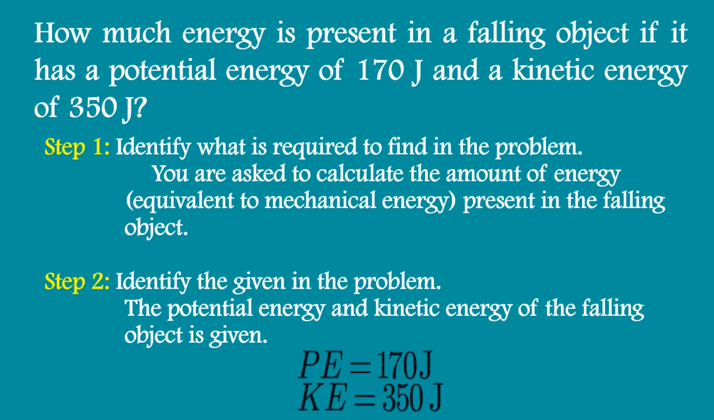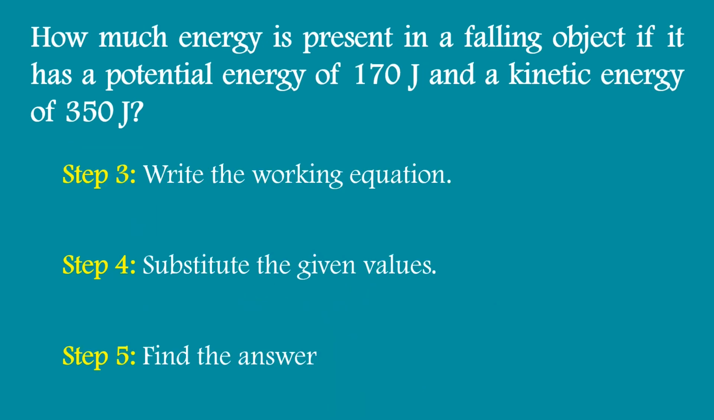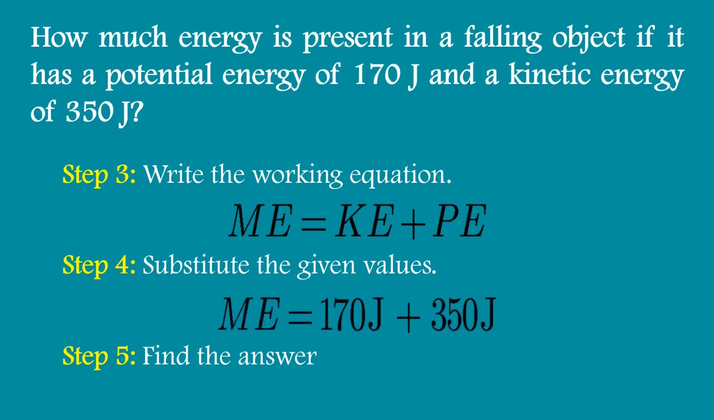Potential energy is equal to 170 joules, while kinetic energy is equal to 350 joules. Step 3. Write the working equation. Mechanical energy is equal to kinetic energy plus potential energy. Step 4. Substitute the given values. Mechanical energy is equal to 170 joules plus 350 joules. Step 5. Find the answer. Mechanical energy is equal to 520 joules.